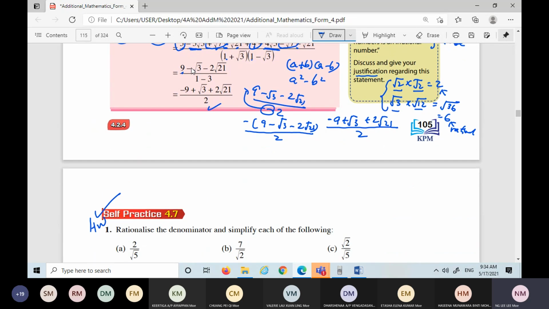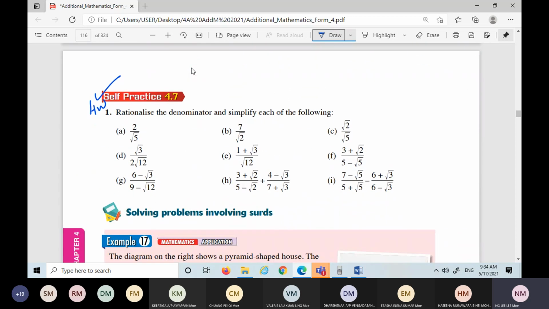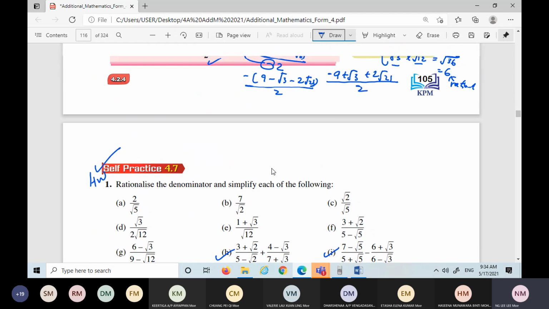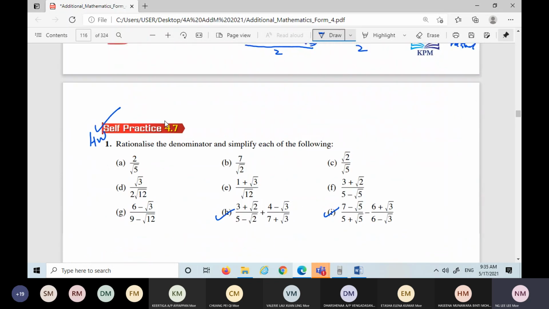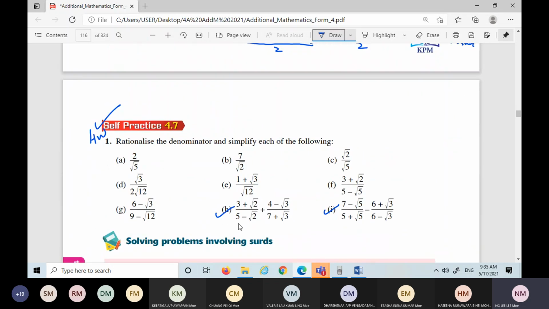How about these questions? For these two questions, you have to be careful. This one is almost the same type as the example just now. But the example just now was different in that the denominators of the two fractions were conjugate surds of each other. But this one is not. You see or not? This and this are not conjugate surds of each other.